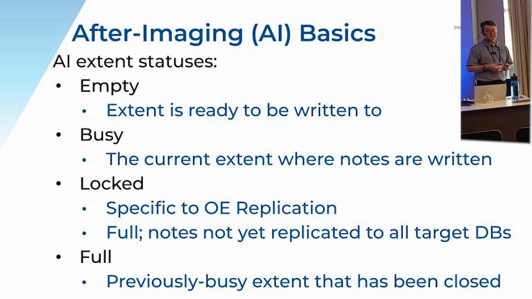With the locked status, what that means is it's a full extent whose notes have not yet been replicated to the replication targets. Once all the notes in that extent get delivered to the targets, then the status changes from locked to full. And then at that point, it can be archived and marked as empty again.